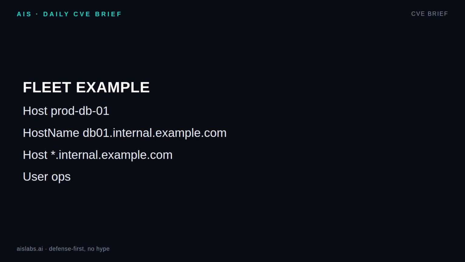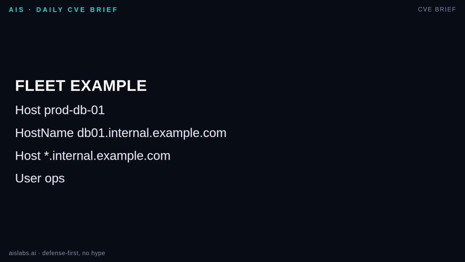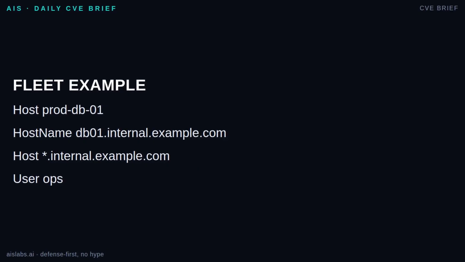Let's work a normal fleet case. You have DNS names like db01.internal.example.com, but humans prefer aliases like prod-db01. The alias block sets hostname, so ssh prod-db01 reaches the real internal name.